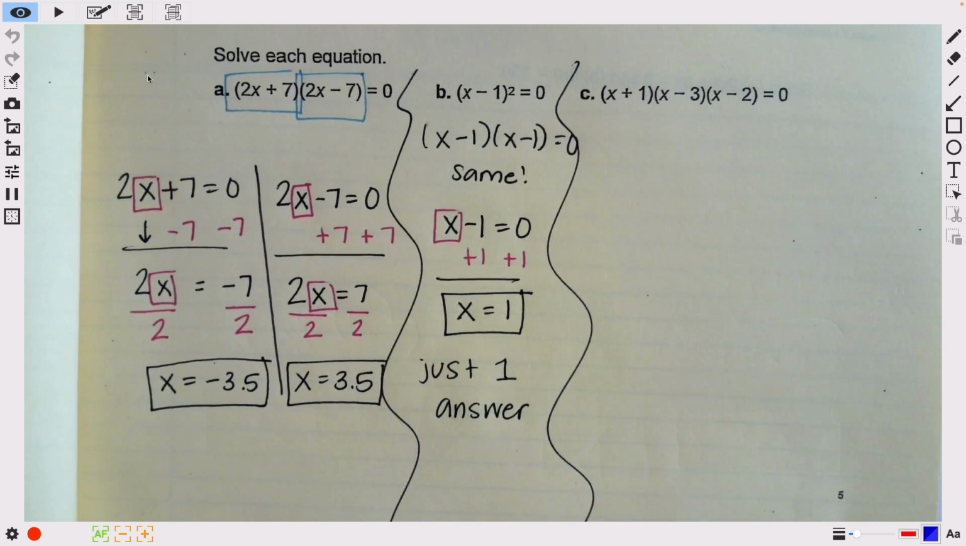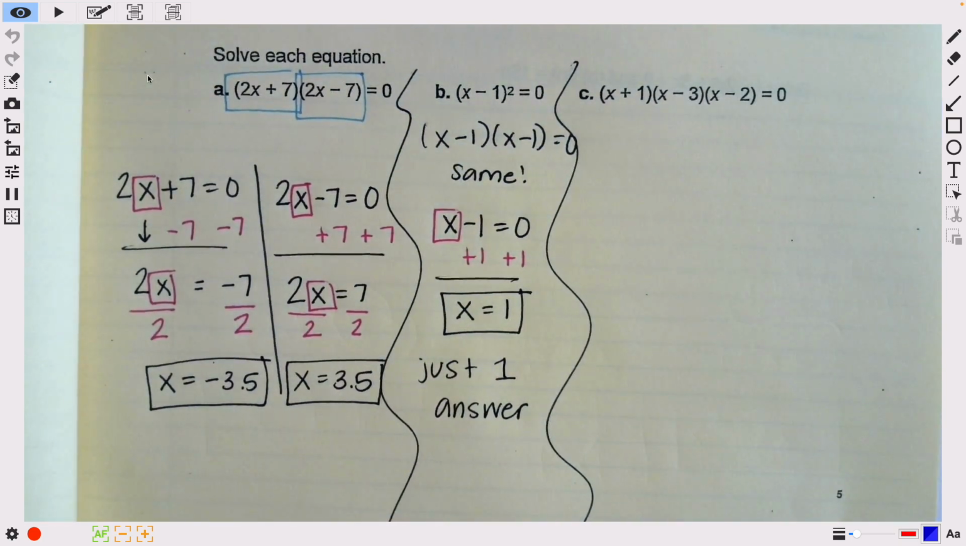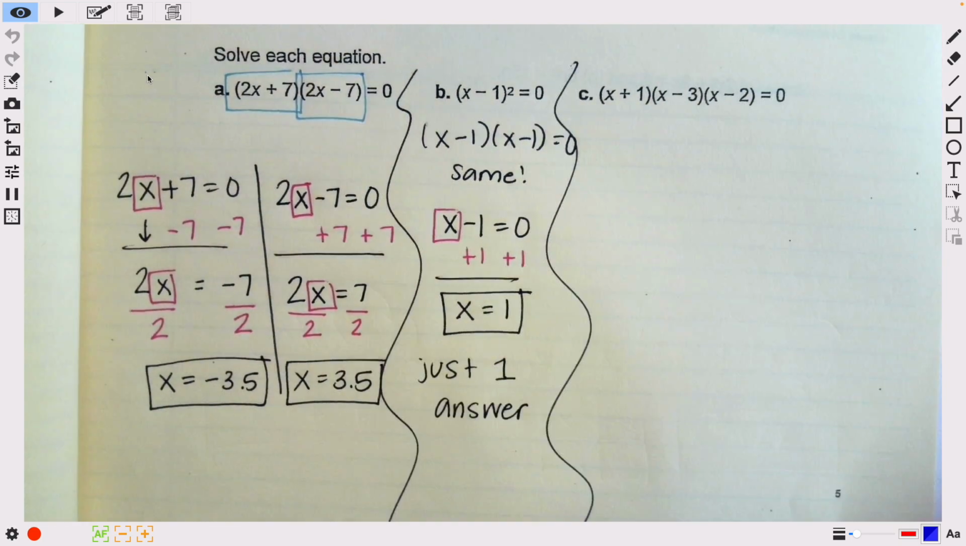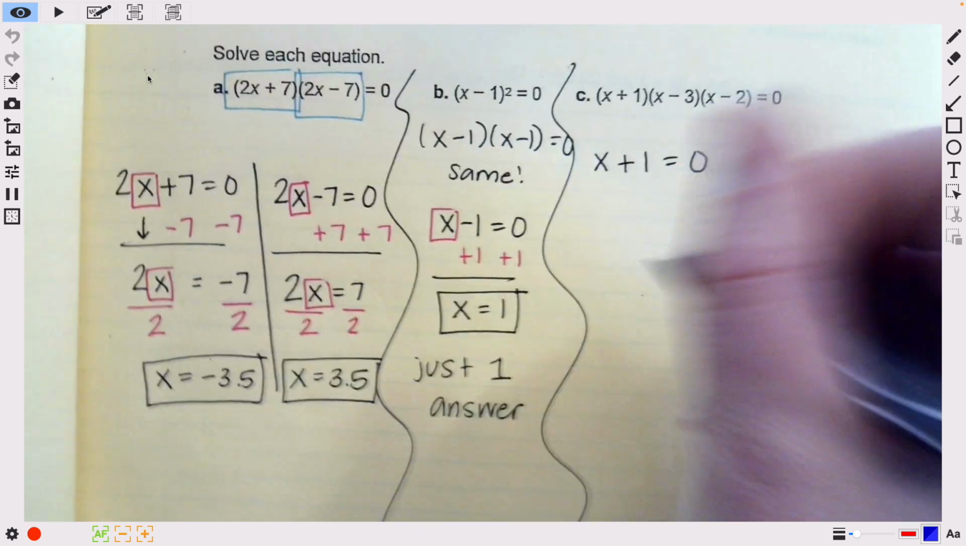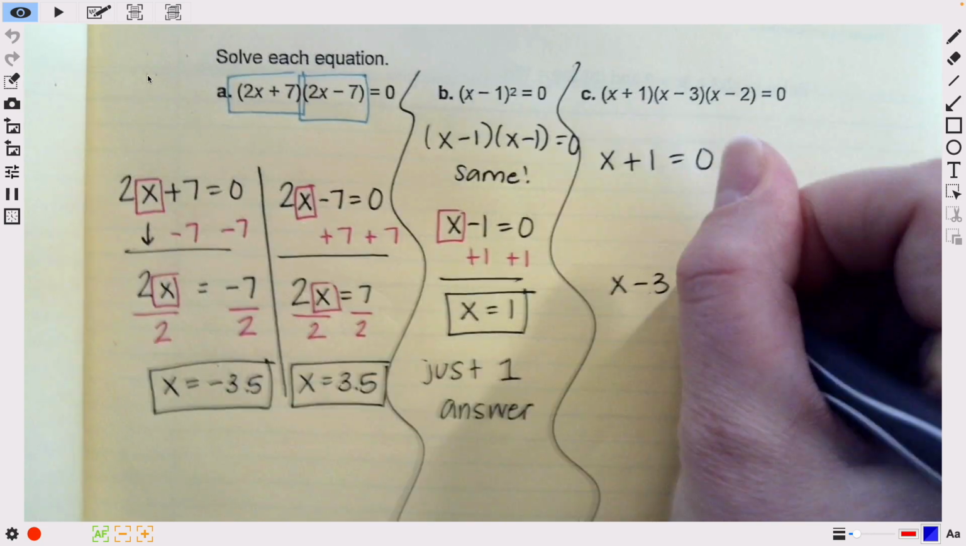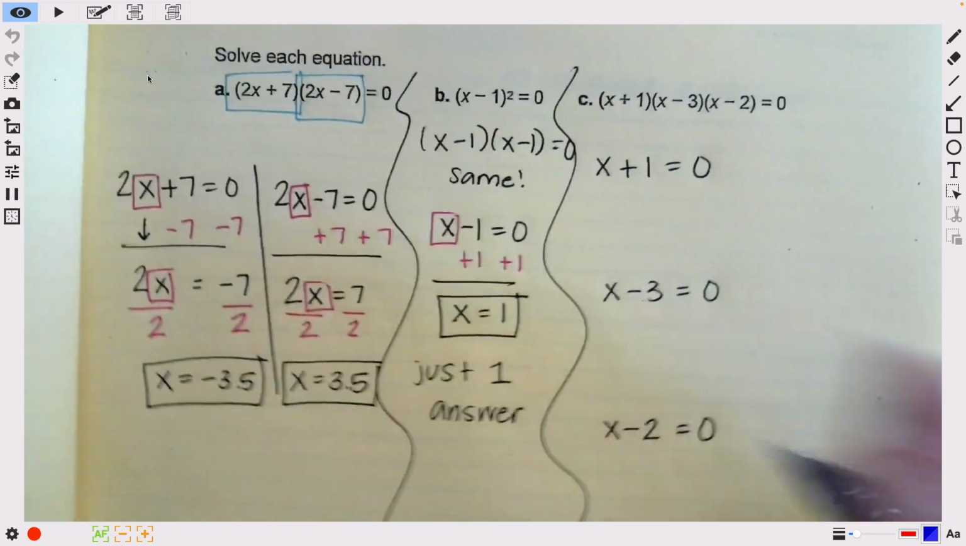And our last one has 3 answers. And these are types of problems that I can do pretty quickly in my head because I know it's just going to be the opposite, the opposite, the opposite. So I can just write out the answers. But if not, you're going to take each one of those factors and set it equal to 0. So here's 1. Here's the second one. Here's the third one.